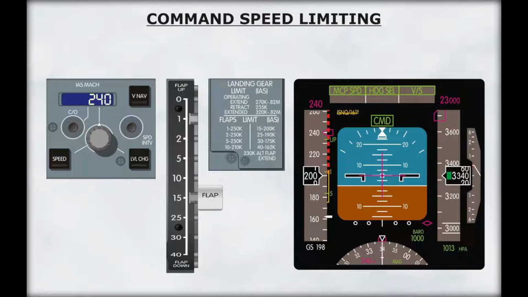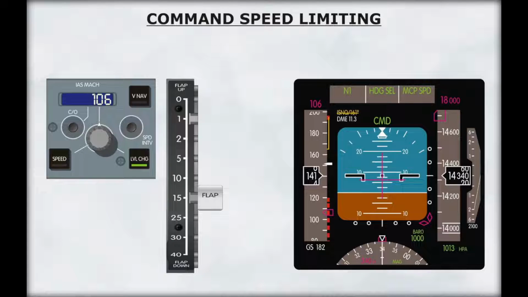With gear or flaps extended, if an airspeed above the applicable placard speed is selected, the AFS will allow acceleration up to the placard limit. If an airspeed below a minimum is selected, the AFS will allow deceleration up to the minimum speed. Minimum speeds are approximately 1.3 Vs for the current flap configuration, which is based on the angle of attack.